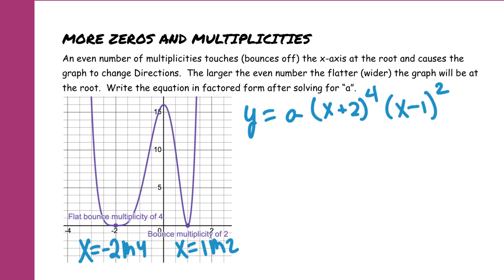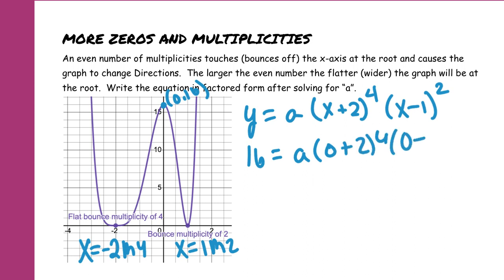Okay, so we do also have a point right here at (0, 16). So we can use that to find our a value. If I plug in, 16 equals a times (0 plus 2) to the 4th times (0 minus 1) squared, I get 16 equals something times a.